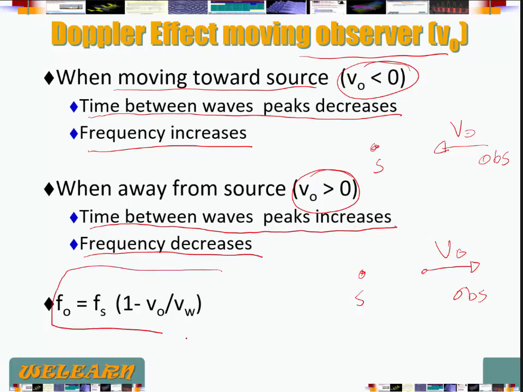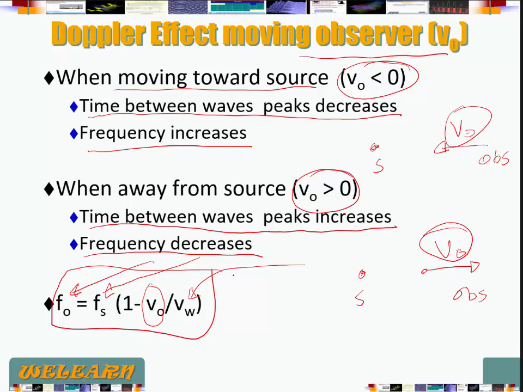Formally, the expression giving us the frequency as perceived by the observer, f sub o, is equal to the frequency of the source, that's the original frequency, times 1 minus the velocity of the observer, whether it is positive or negative, over the velocity of the wave, which is, in this case, the velocity of the sound.